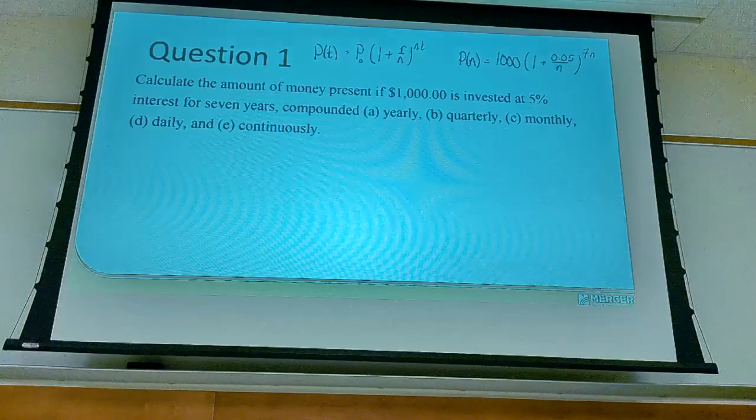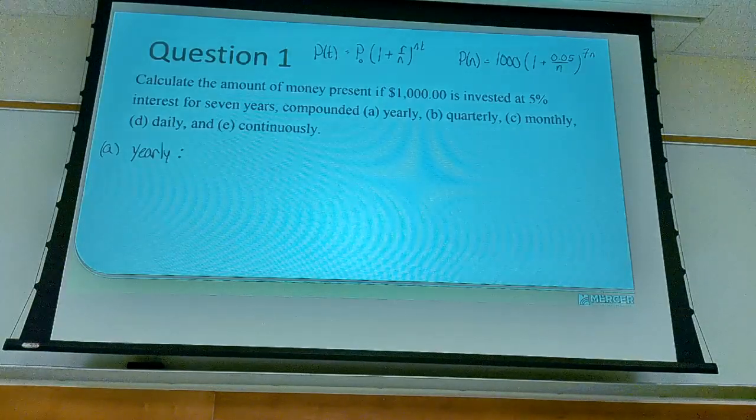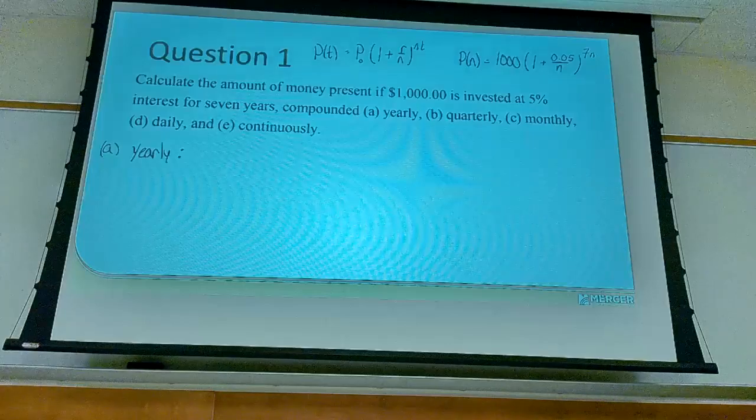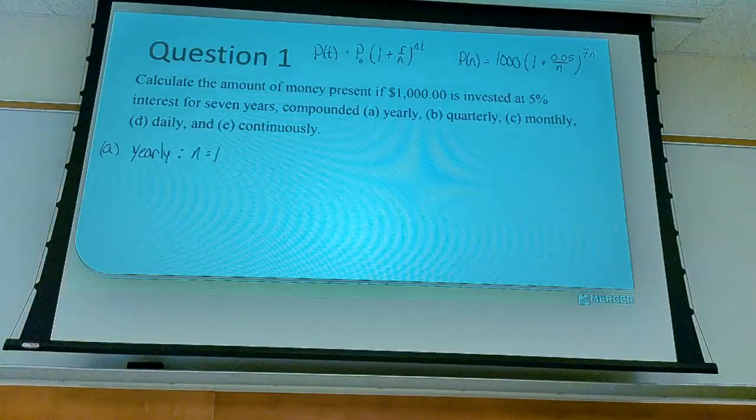Starting with yearly. If we compound yearly, what is n? 1. Remember, n is the number of compounds per year, or if you will, the number of periods that you gain that interest per year. Thinking about stock markets and mutual bonds, you have dividends. I think those are quarterly, so that'd be compounding 4.